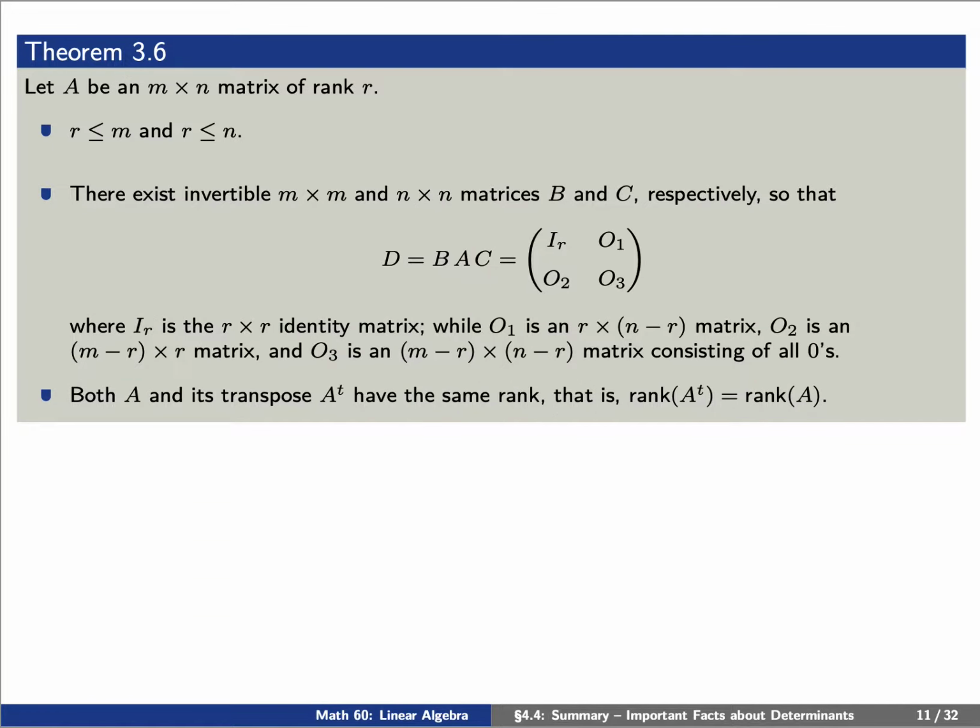Theorem 3.6 gives us a way to bound the rank R of a matrix. If we have an M by N matrix, then its rank R is less than or equal to M, the number of rows, and less than or equal to N, the number of columns. Also, we can find invertible matrices B and C, where we could take B times A times C to find a diagonal matrix in the form I, 0, 0, 0, where I is some R by R identity matrix. Again, the number of ones here is the rank of our matrix A. Third, both A and its transpose have the same rank.